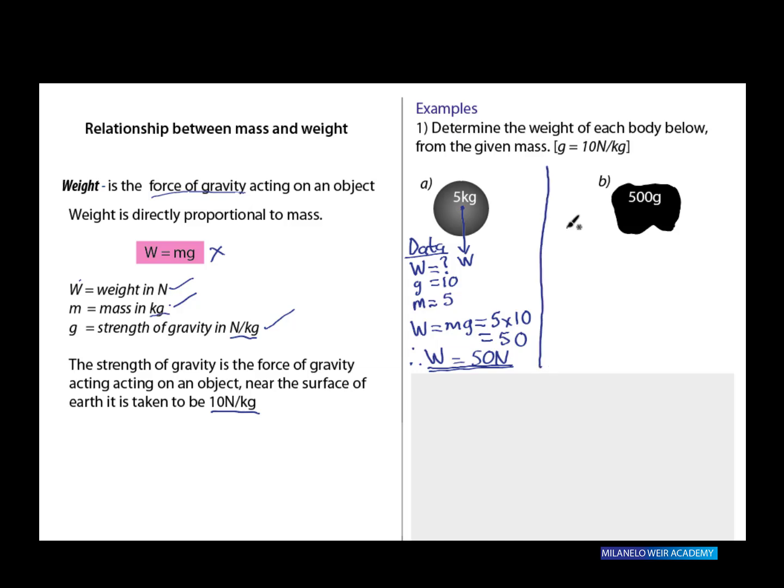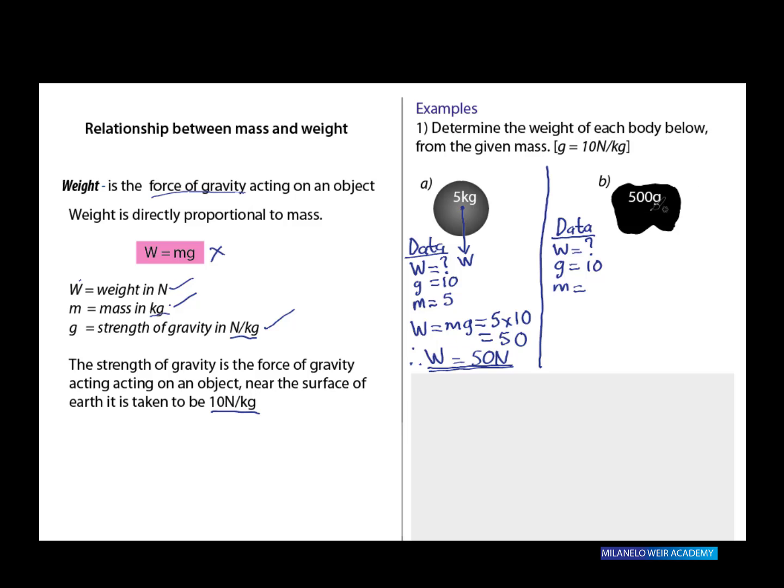For B, once again, we cannot forget, right, to write down the data. So with the data, things become a little bit simpler, okay? So determine the weight once again. W question mark. G is given as 10, right? And then M. What is M? Okay, for this one, we have to be careful. We have been omitting units to make our calculations a bit simpler and tidy, but we sometimes want to include them for clarity, right?